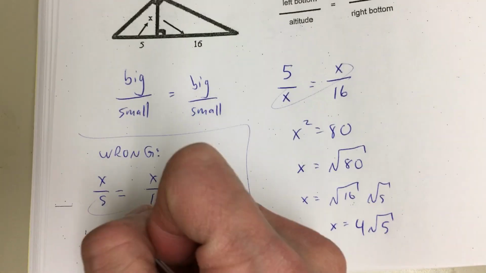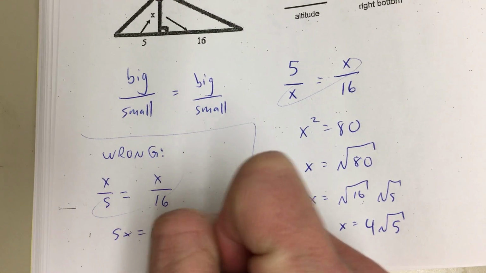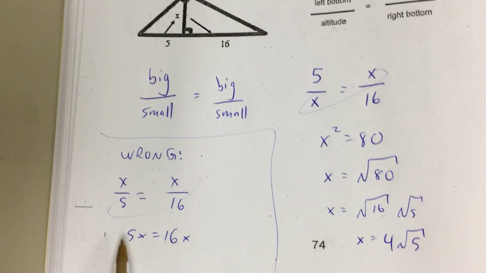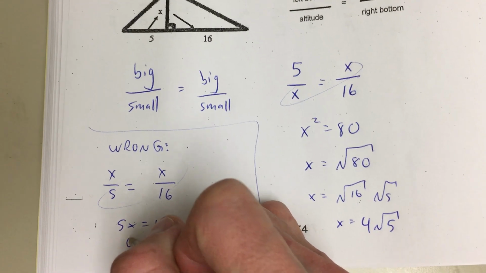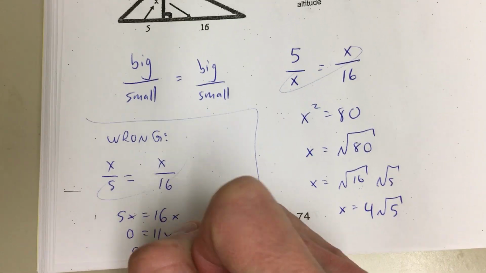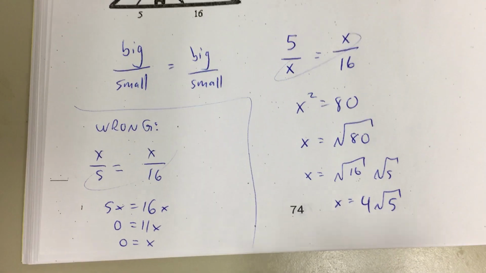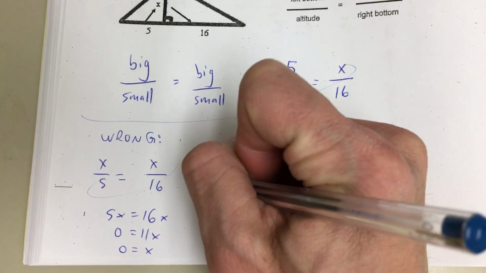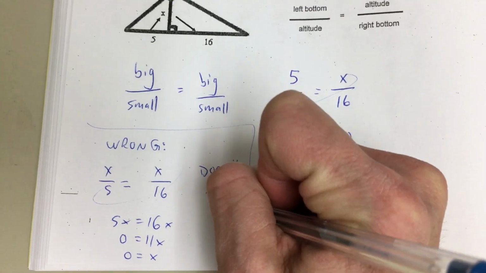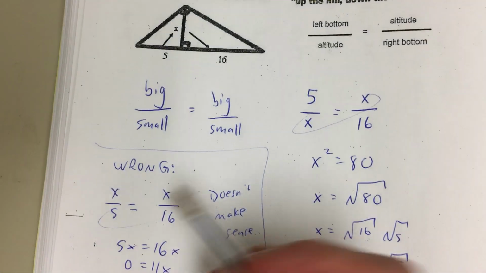But if you cross multiply, 5x equals 16x, what? That's like saying 5 times something is 16 times that same thing. Oh my gosh, if I subtract 5x from both sides, I get x is 0, and that doesn't make any sense. So if you get an answer that doesn't make sense, you know you set it up wrong in the first place. So doesn't make sense, which means stop and do it a different way.